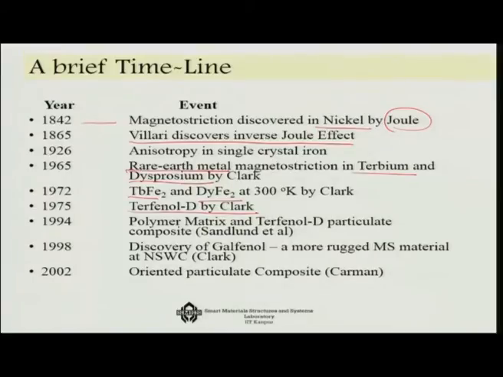Later on, there was another material. Instead of terbium, it was found that if you use gallium and iron, Galfenol is the new material that is a more rugged magnetostrictive material. It was developed at NSWC by Clark, and was found to be much more rugged. Also, people have worked on oriented particulate composites, where these magnetostrictive materials are properly oriented to get maximum displacement or maximum shape change out of it.